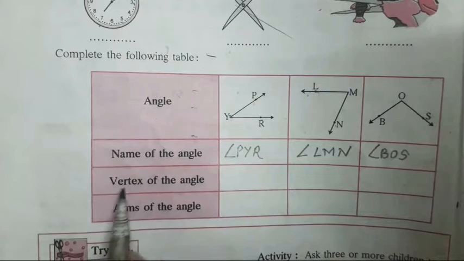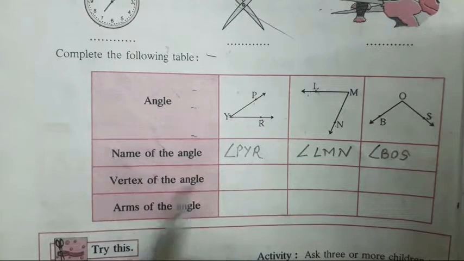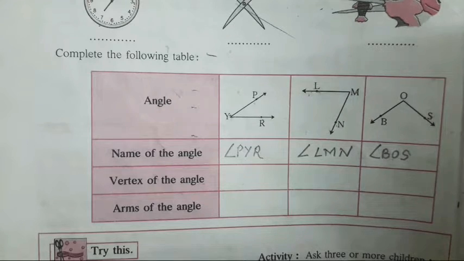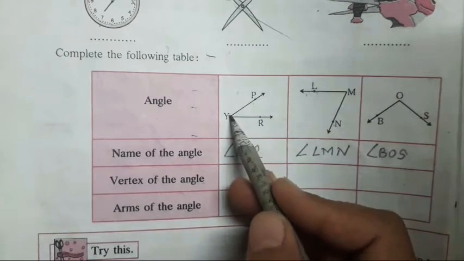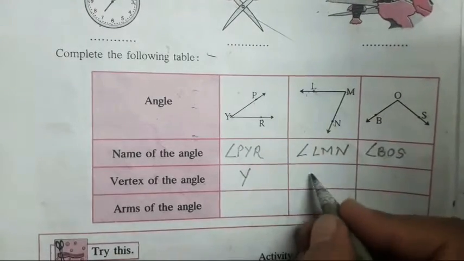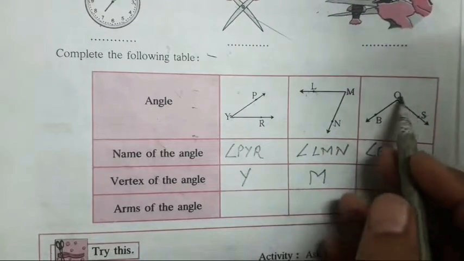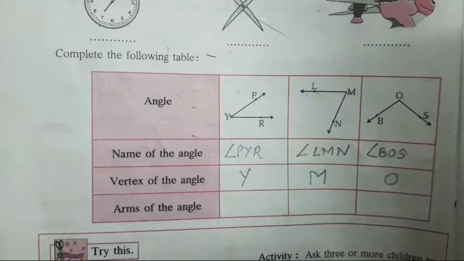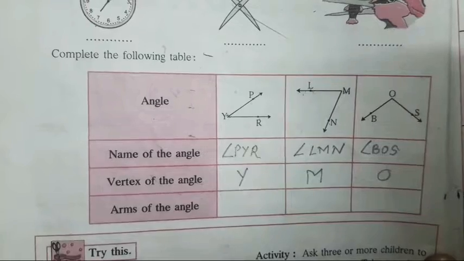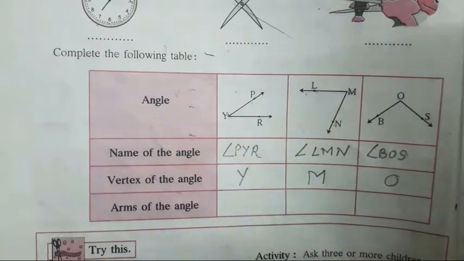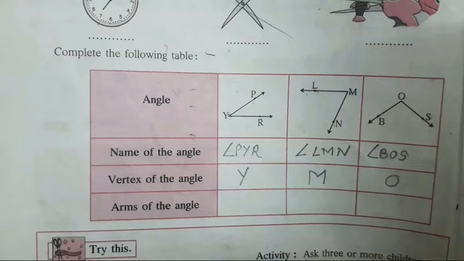Now what are the vertex of the angle? The main vertex, as I said, you all have to only write the vertex of the angle. Which is going to be the main vertex? That is Y. Over here the main vertex is M. O is the main vertex of the angle BOS. This can be asked in the exam also, and it is very easy to remember these 3 points. If you all remember, the whole chapter has been covered in these 3 things only.